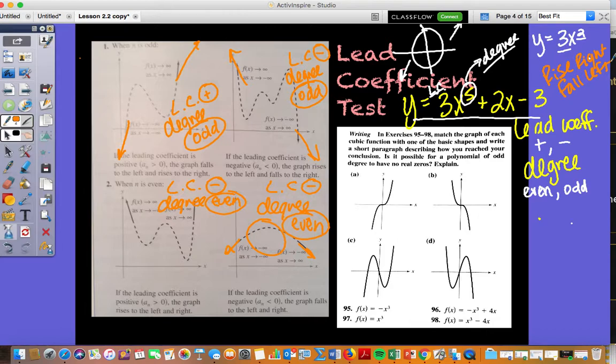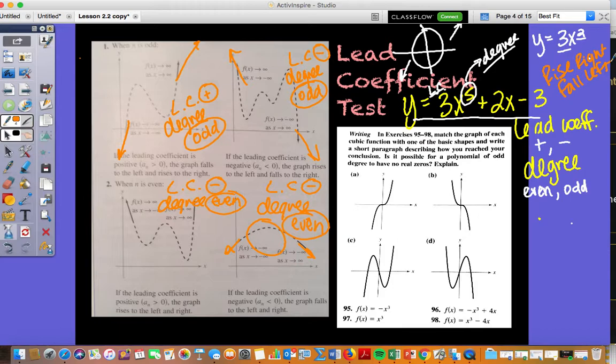Basically, if we get an equation like that, we don't worry about the middle. It does not matter for this test, right? Just what is the highest degree and what's the coefficient in front of it, okay?